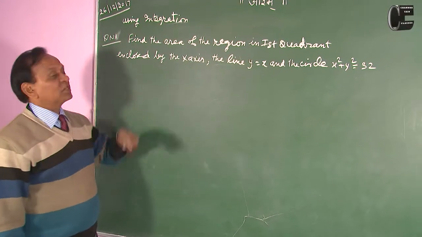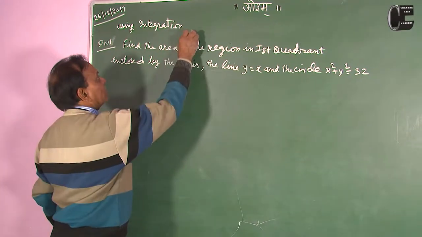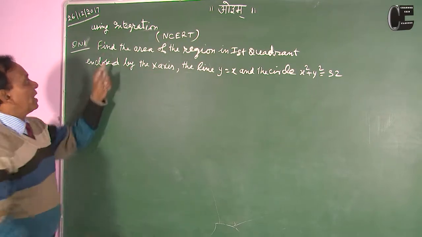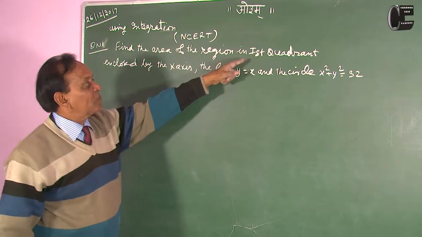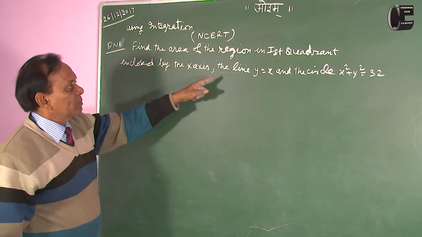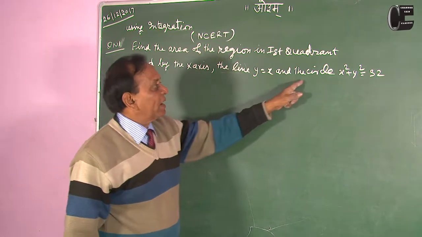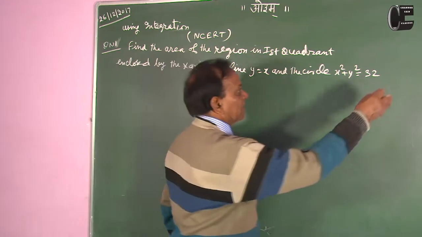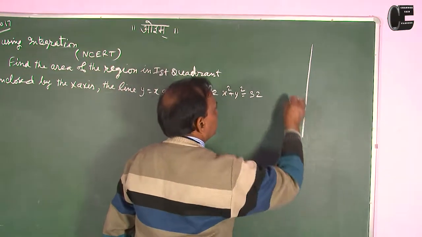Yes, question number one. This is from NCERT also. As an example, find the area of the region in the first quadrant bounded by the x-axis, the line y equal to x, and the circle x square plus y square equal to 32. Yes, this is the figure.